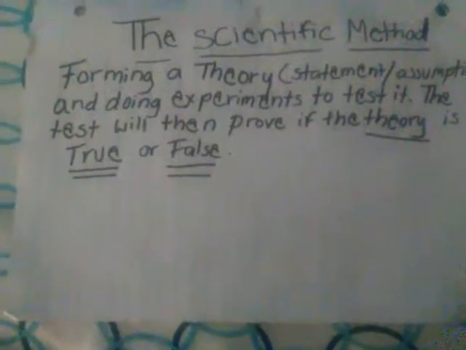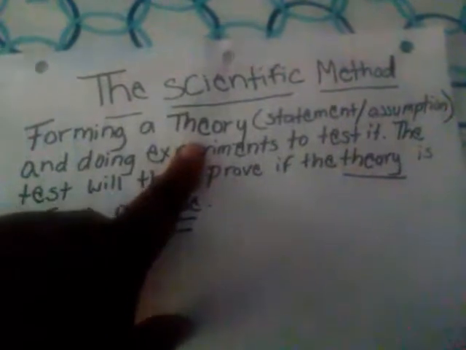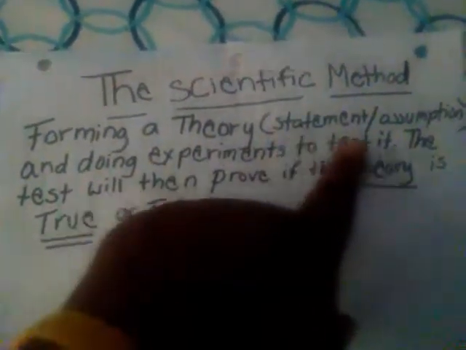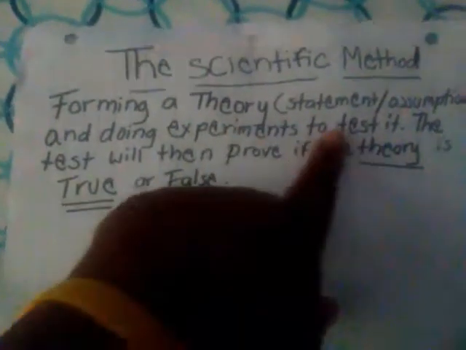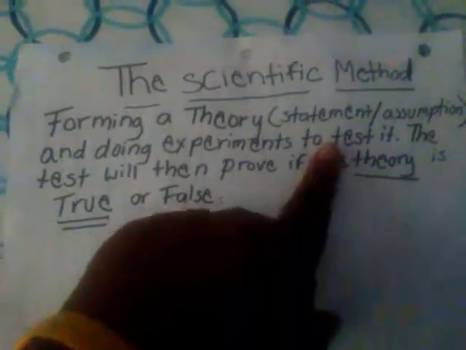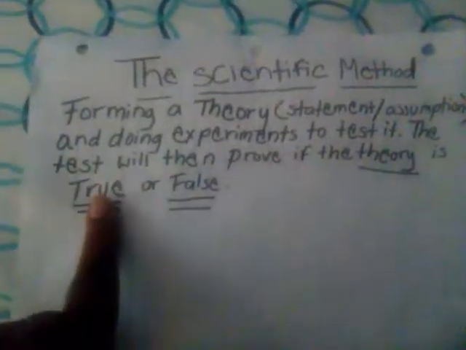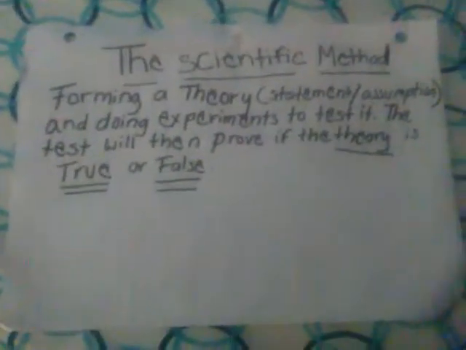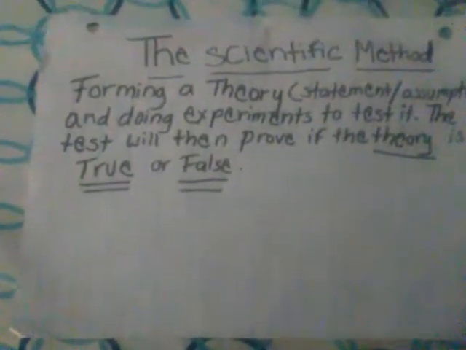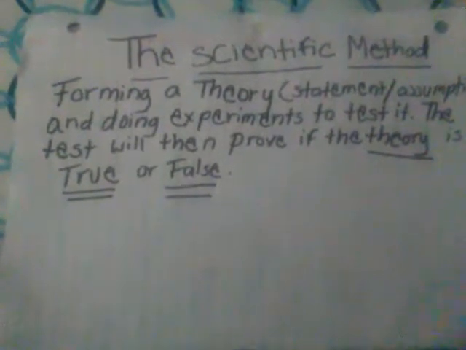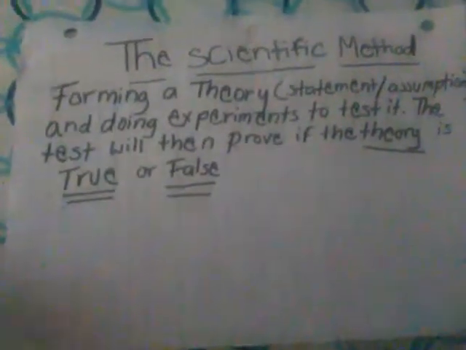exists in this world. So basically, the scientific method is forming a theory, which is also known as a statement or an assumption, and doing experiments to test that theory. The test will then prove if the theory is true or false. So the scientific method forms a theory and does several experiments to test that theory, and the test will then prove if the theory is true or false.